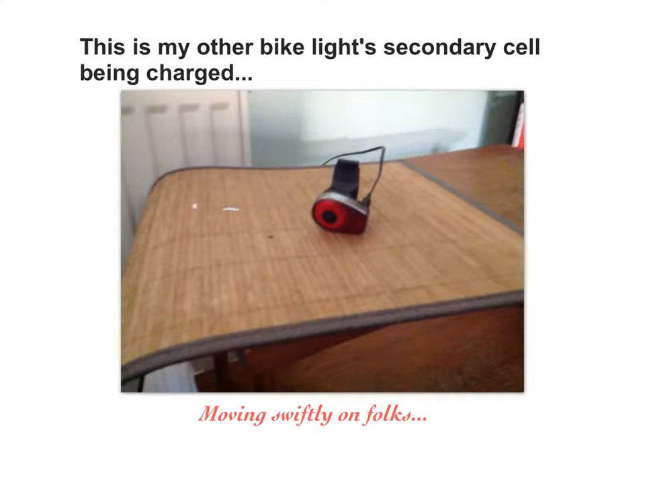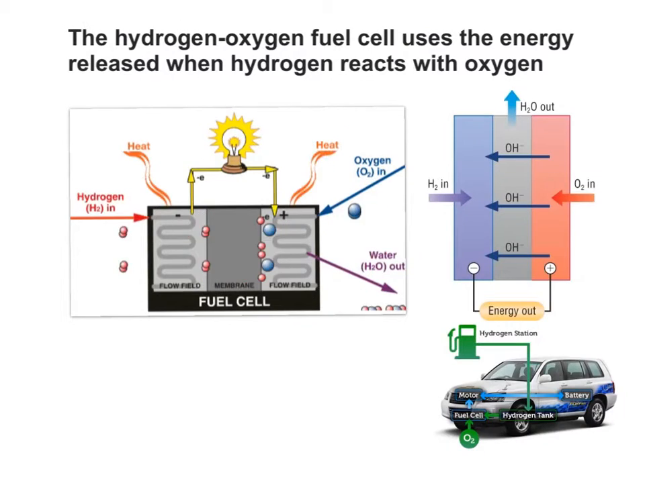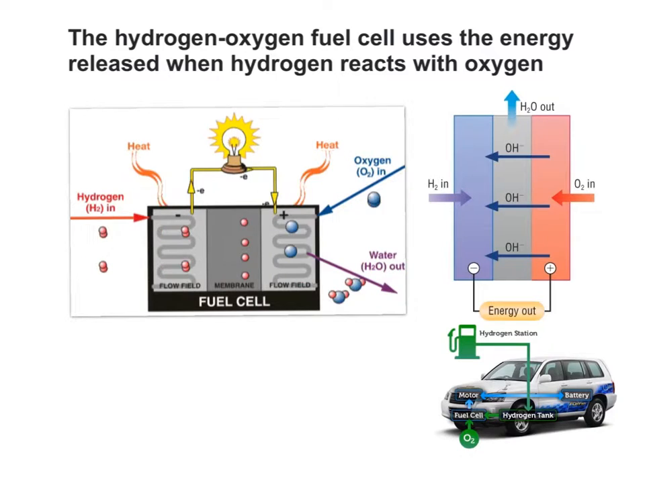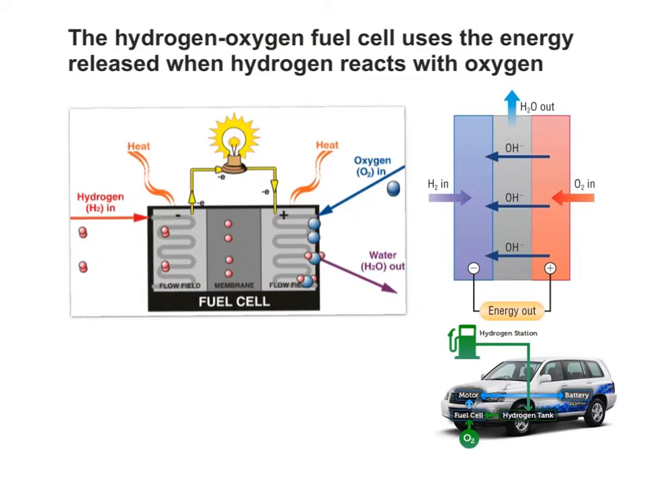Let's have a look at fuel cells. So the hydrogen-oxygen fuel cell is an example of a fuel cell. Fuel cells basically use the energy released when any fuel reacts with oxygen. So there's a variety of different types. The most common type is the hydrogen-oxygen fuel cell, which is currently being developed for use in cars as a possible future alternative to fossil fuels such as petrol or diesel.